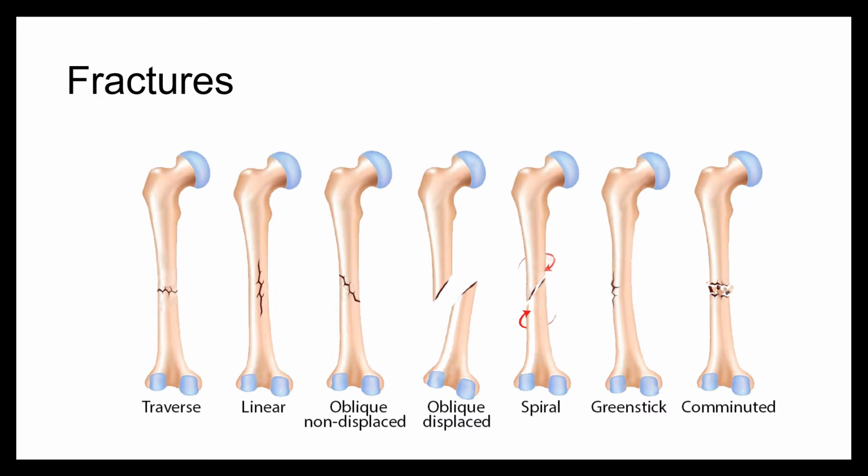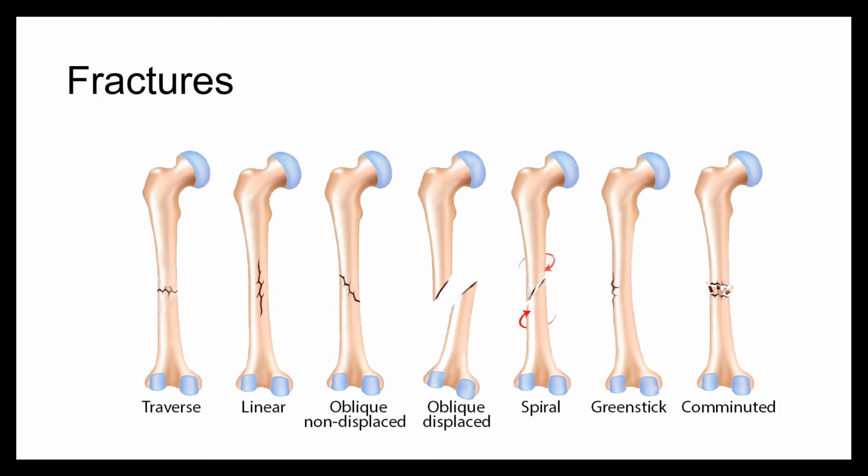The first type of fracture that you see here is known as the transverse fracture. A transverse fracture is one that occurs simply straight across, perpendicular to the pathway of the bone. The next one we see is the linear fracture. A linear fracture is one that occurs parallel or lengthwise within the bone. The oblique fracture is one that occurs across and down.